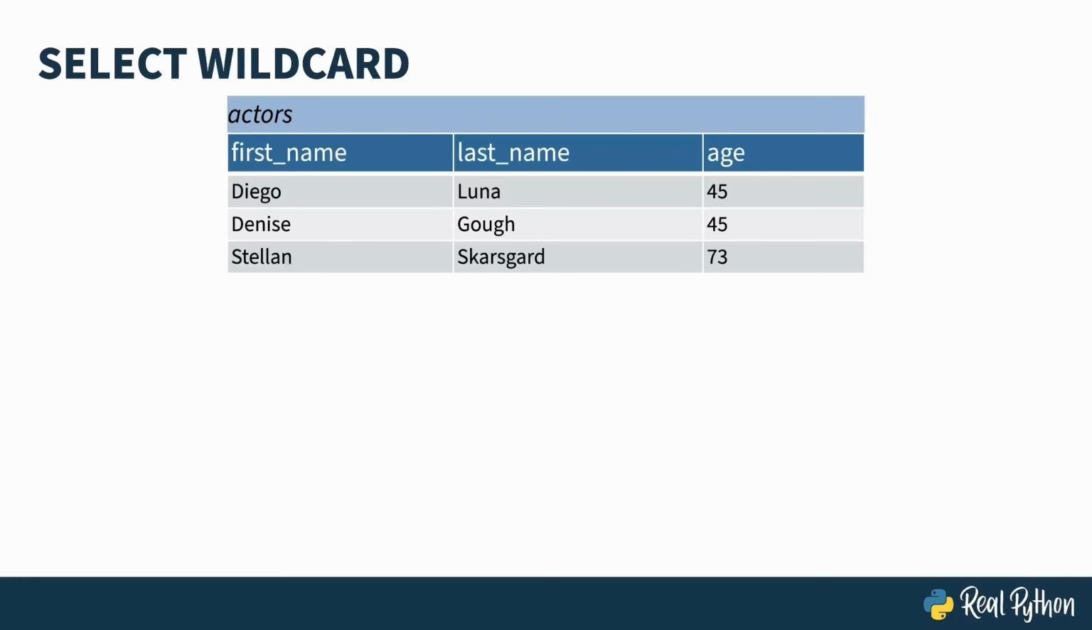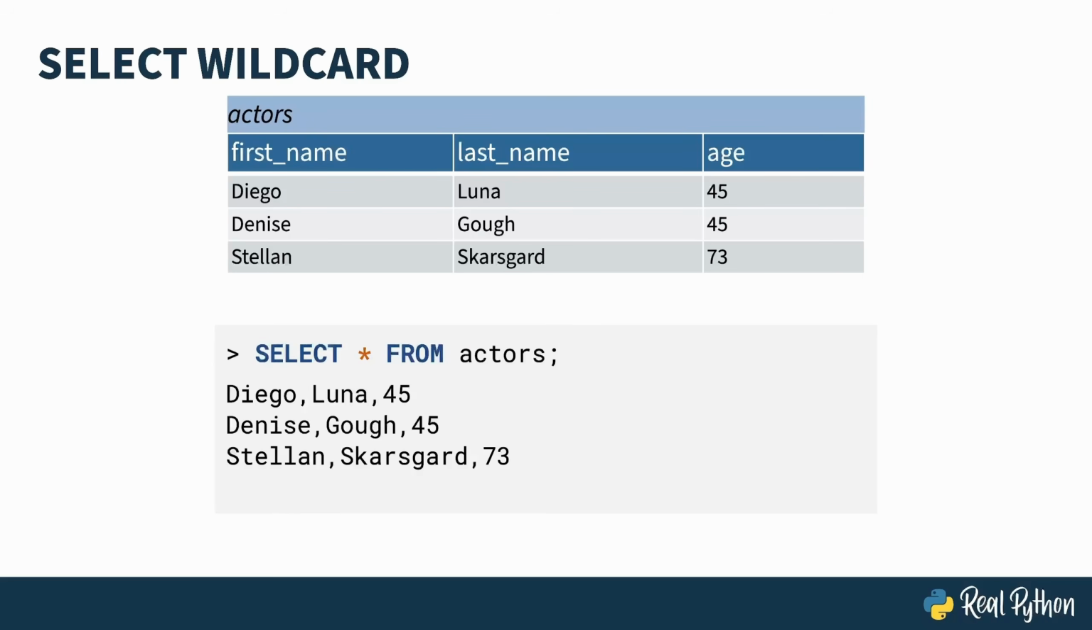When selecting data from a table, it's quite common to want all the columns. To save you typing, SQL has a shortcut. You can use the star character in place of the column names. Let me show you what that looks like. Same table as before, but this time, because I used the wildcard, the result contains all 3 columns from the table.